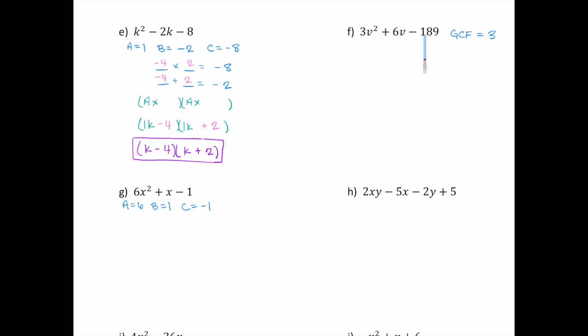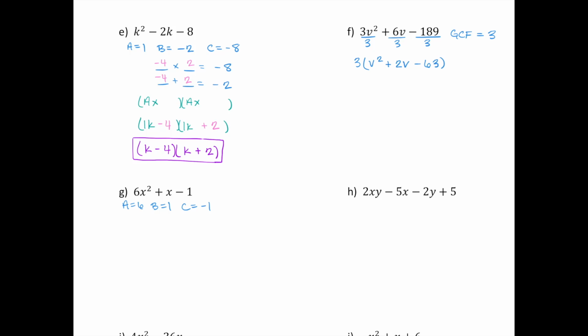For this example here, notice that there is a GCF. There's a number I can divide 3, 6, and 189 by. I can divide all of those by 3. So we write our GCF out in front of parentheses and then show our dividing out of the GCF. 3v squared divided by 3 means there's a v squared left. 6v divided by 3 is 2v, and -189 divided by 3 is -63.